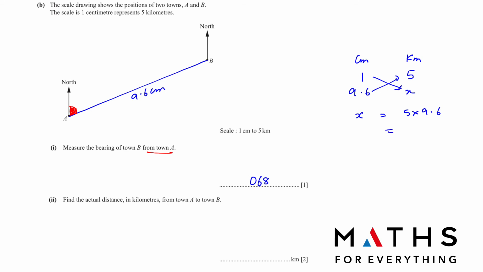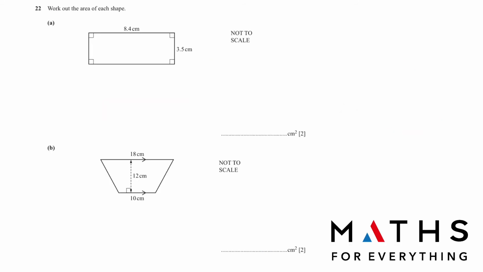This will give us 46. So the answer is 46 kilometers. If you have printed the paper and you get a little bit of variation here, don't worry. Just understand the concept, because when you print the paper, sometimes the dimensions change.